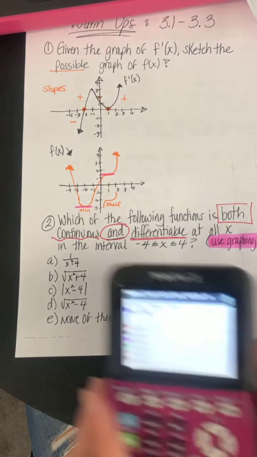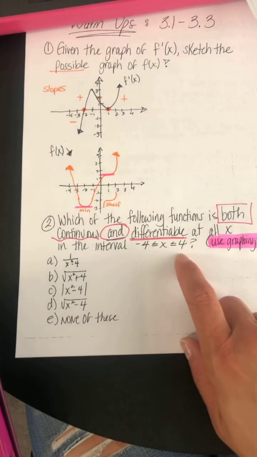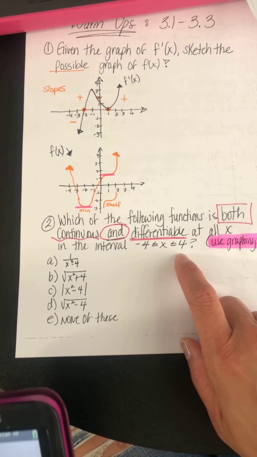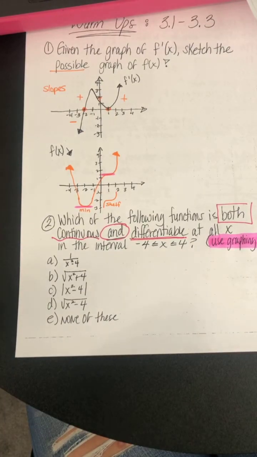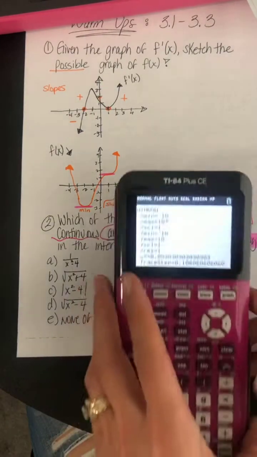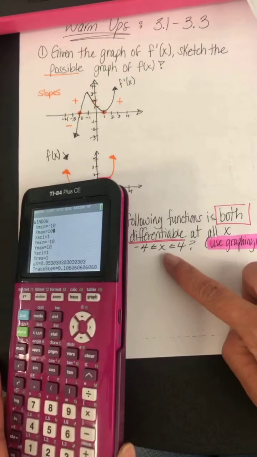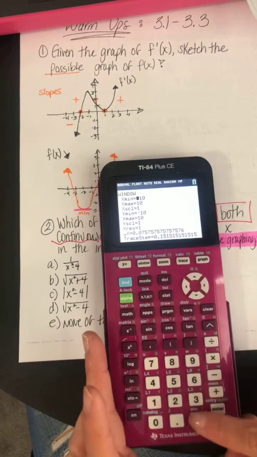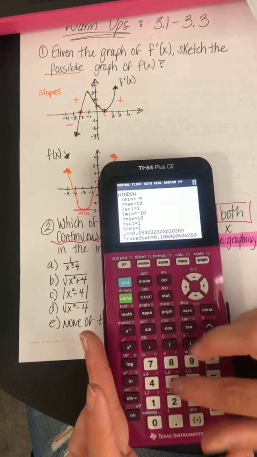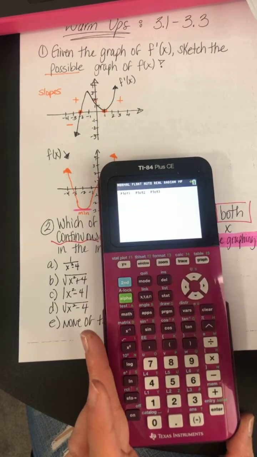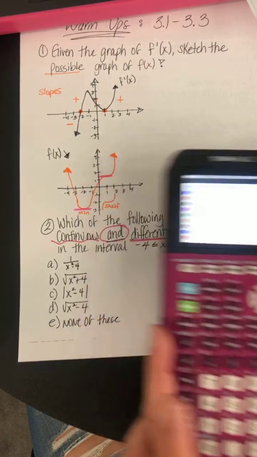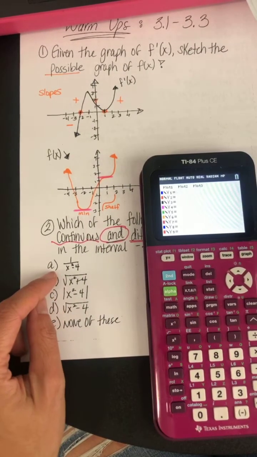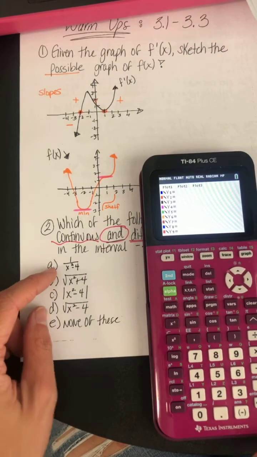and go to the y equals. And actually, let's set our window. Our window needs to be set from -4 to +4. So I'm going to go ahead and do that. I have it set standard. So I'm going to go up to the x min. Minimum's -4, maximum's +4. And then go to y equals. Okay. And we're going to type the first one in, and we're going to see if it's continuous and differentiable.